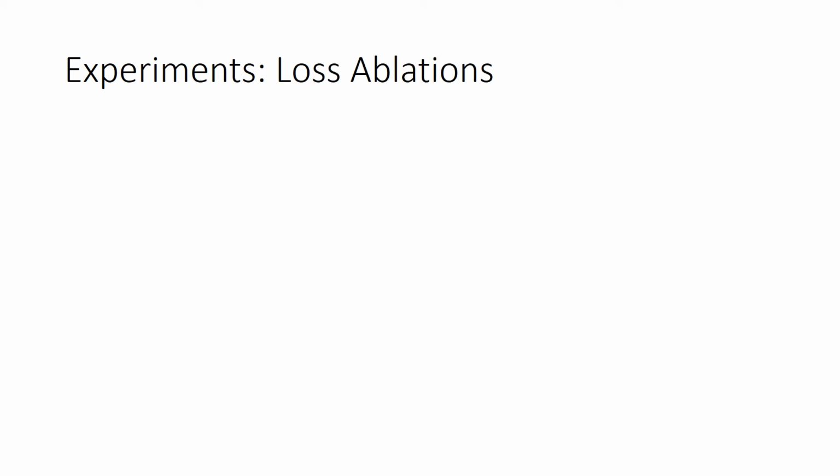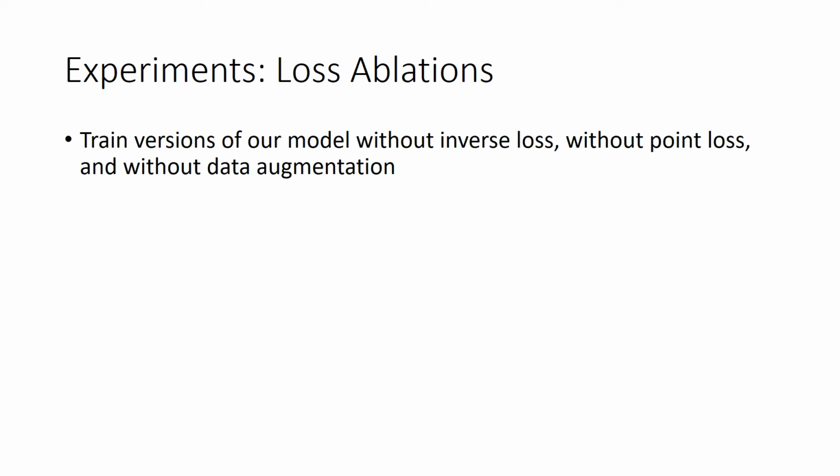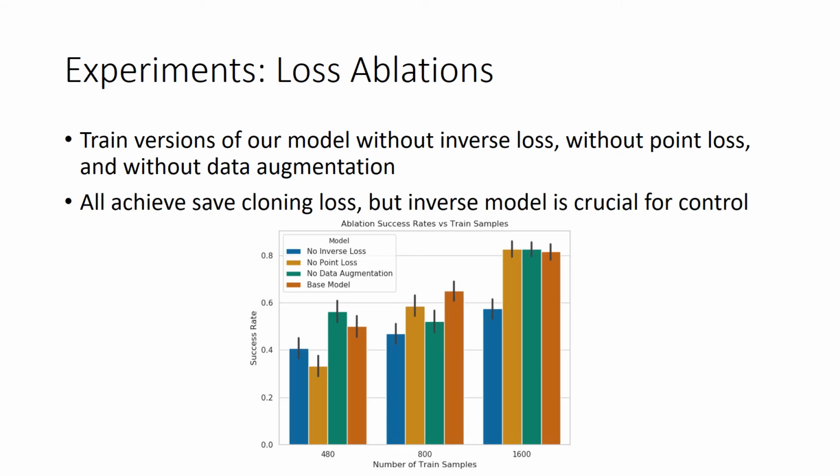Finally, we investigate which parts of the method were the most useful. We train ablations of our model without the inverse loss, without the point loss, and without any data augmentation. This is compared against the base model when trained on datasets with varying amounts of data. Note that the model without the inverse loss performs significantly worse at control. This effect increases in importance as more data is used during training.